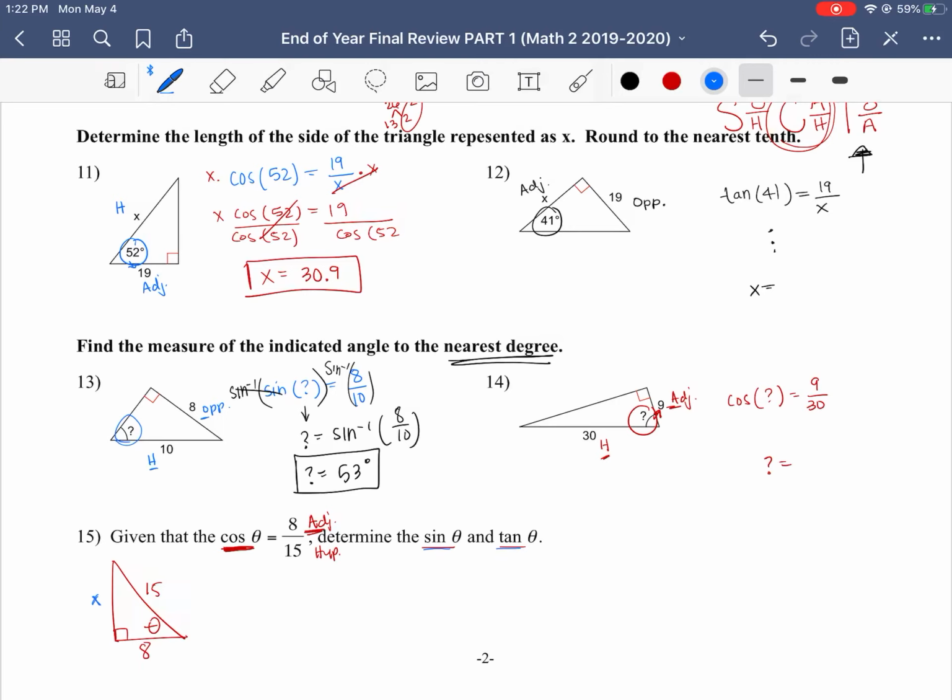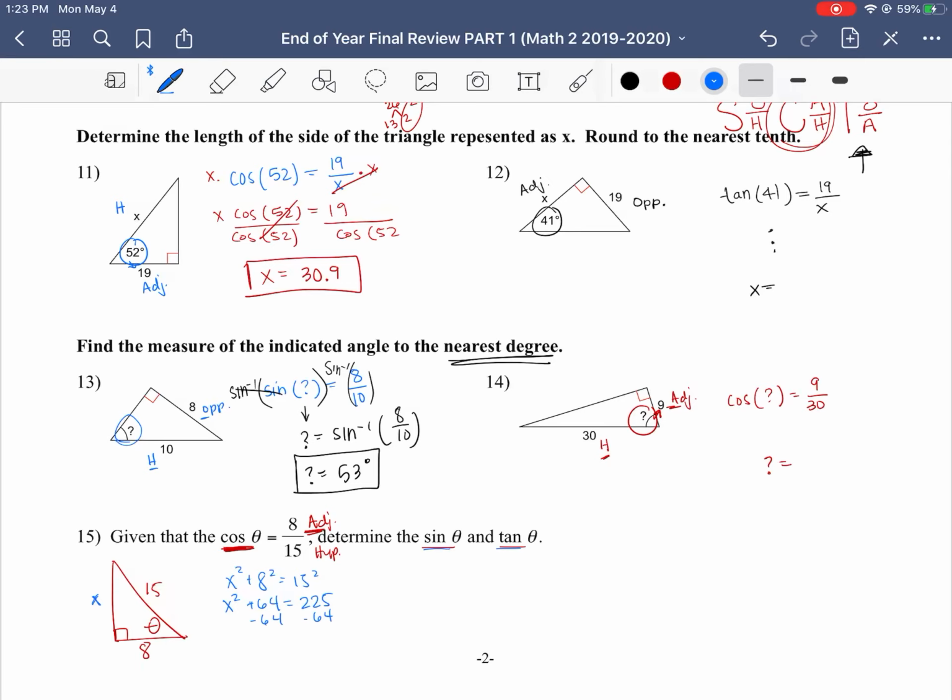So to do that, again, we're going to use the Pythagorean theorem, because all we want to do is find a third side when we already know two of them. So we do leg squared plus leg squared is equal to hypotenuse squared. And then we go ahead and solve. So x squared plus 64 equals 225.